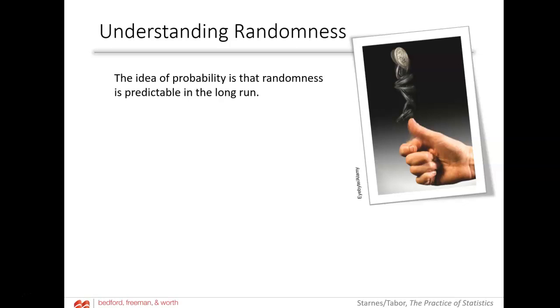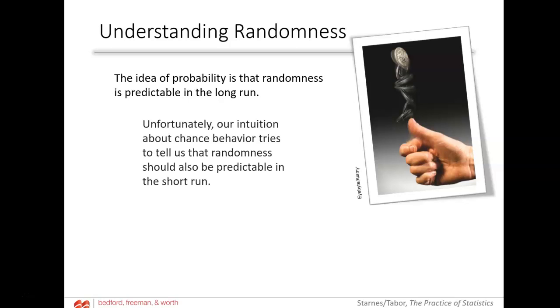So let's talk about the idea of randomness. The idea of probability is that randomness is predictable in the long run. We're going to keep referring back to the coin toss because that's something we've all seen before in our life. So yes, it is random when you toss a coin, heads, tails, heads, tails. But in the long run, it's predictable. So I could make some claims in the long run. Unfortunately, our intuition about chance behavior tries to tell us that randomness should also be predictable in the short run, and that's just not true.